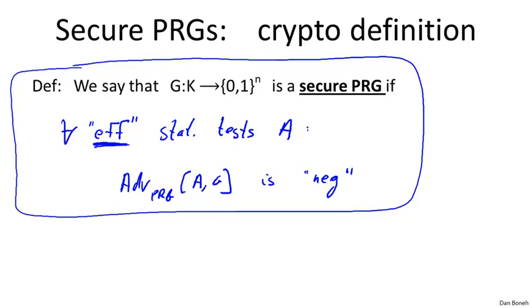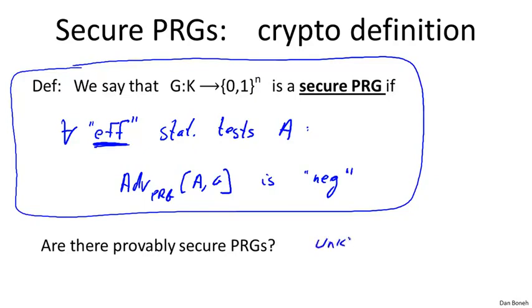Now that we have a definition, the next question is, can we actually construct a generator and then prove that it is a secure PRG? In other words, prove that no efficient statistical test can distinguish its output from random. It turns out that the answer is we actually can't. In fact, it's not known if there are any provably secure PRGs. I'll just say very briefly, the reason is that if you could prove that a particular generator is secure, that would actually imply that P is not equal to NP.